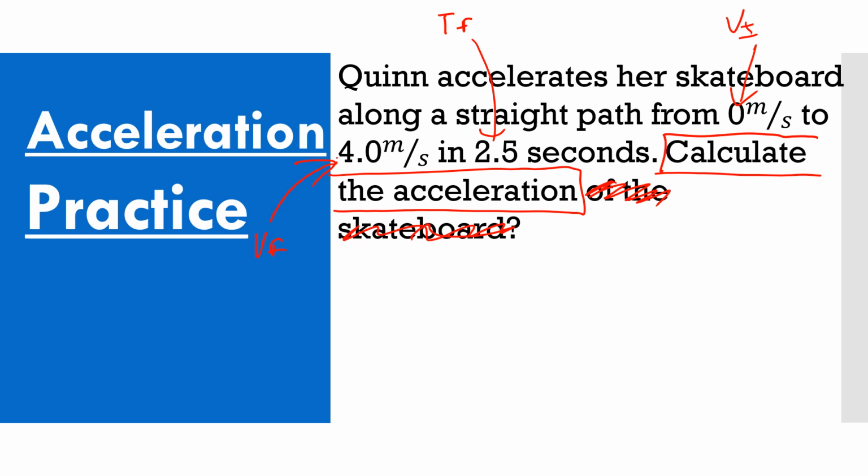So what we'll do is write out all the things for the formula really quick. So we have acceleration, final velocity, initial velocity, final time, initial time. So we don't know what acceleration is. That's what we're going to be looking for. Our final velocity is 4 meters per second. Our initial velocity, 0 meters per second. Our final time, 2.5 seconds. And our initial time, 0 seconds.